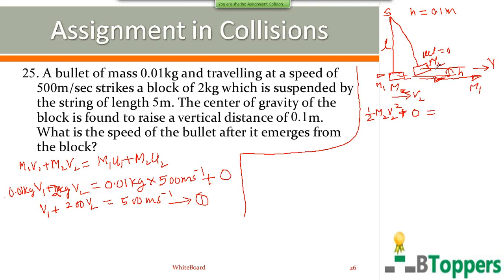Total mechanical energy of the block at the highest position is equal to the kinetic energy of the block at the highest position plus the potential energy of the block at the highest position. The kinetic energy of the block at the highest position is 0 because the velocity of the block momentarily becomes 0 there. The gravitational potential of the block at the highest position can be written as m2gh. So we can cancel m2 here. You get v2 square is equal to 2gh.